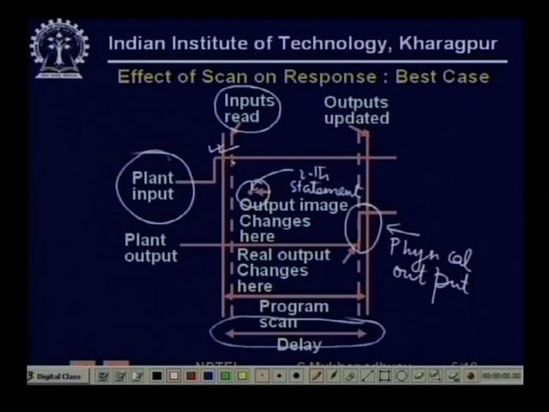So, the best case response time is the delay of one scan, which depends on many factors like the speed of the PLC execution, also the length of the RLL program, etc. This is the best case. It is called the best case because the input was read immediately after it changed. So, there was no delay in sensing the change in the input. In the next case, as we shall see, the worst case, this is just the opposite.